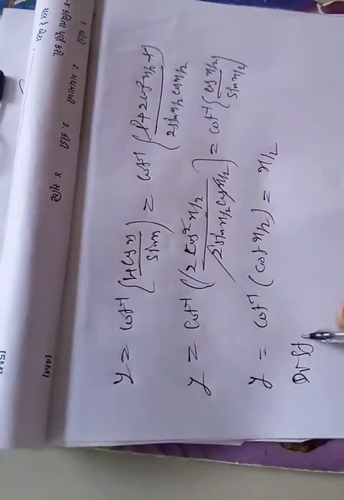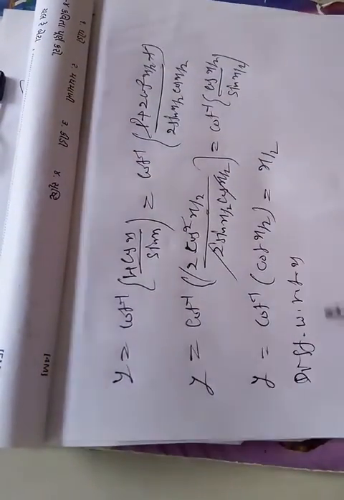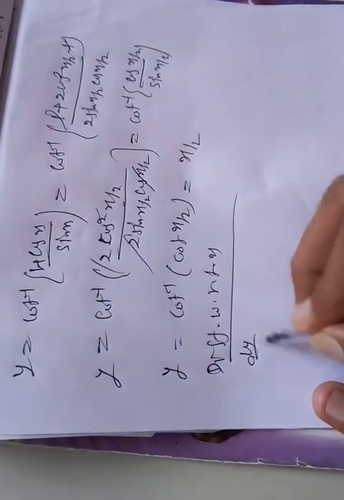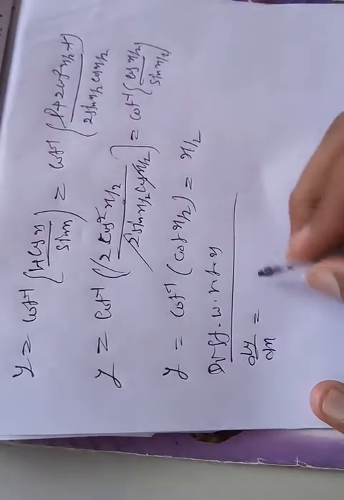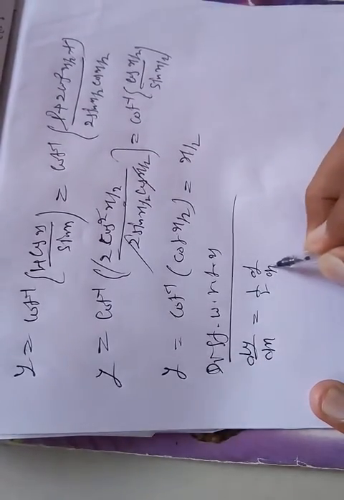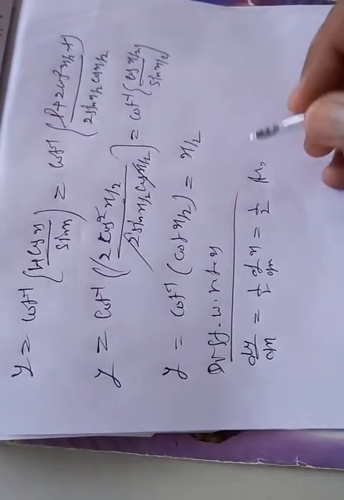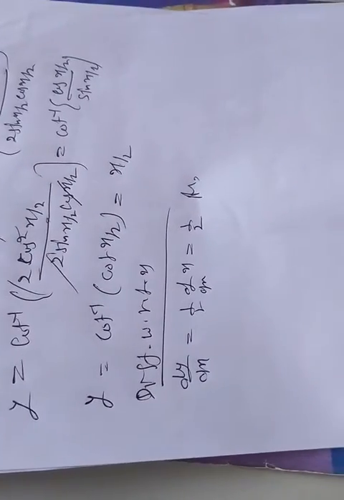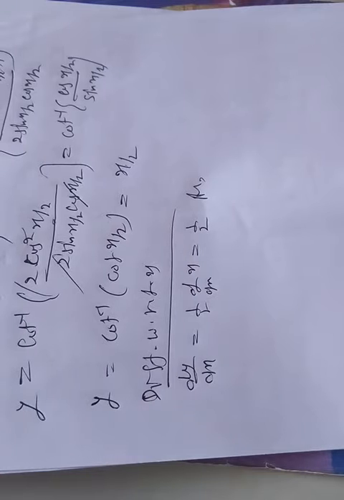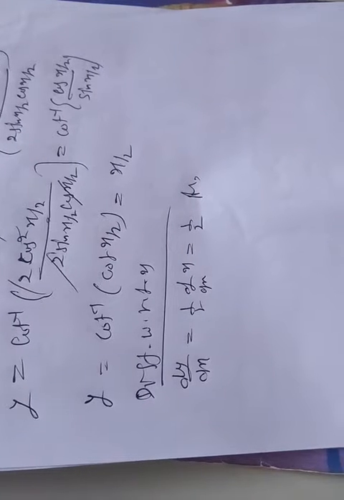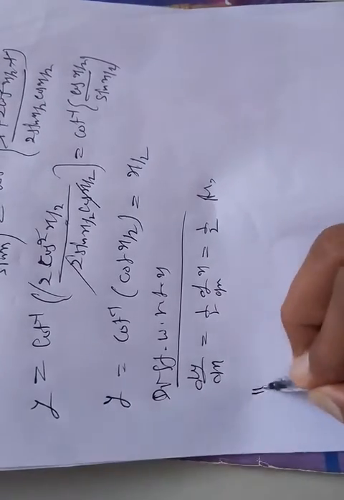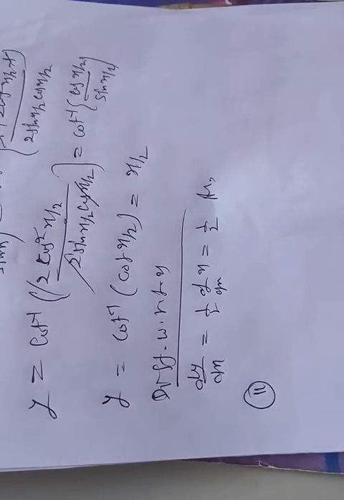Differentiate with respect to x. dy/dx equals 1 upon 2 times d/dx of x, which is equal to 1 upon 2. That is your answer. Now let's go to question number 7 and 8, same type, very simple questions. Question 10 is also a trick question, and question 11 is a mix question.